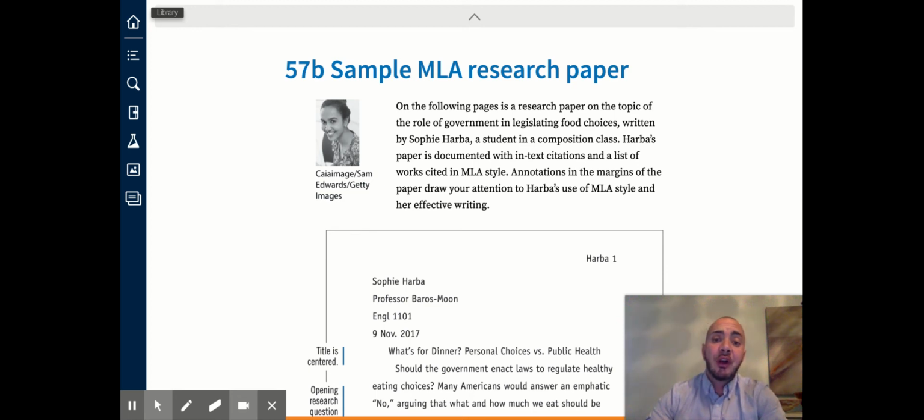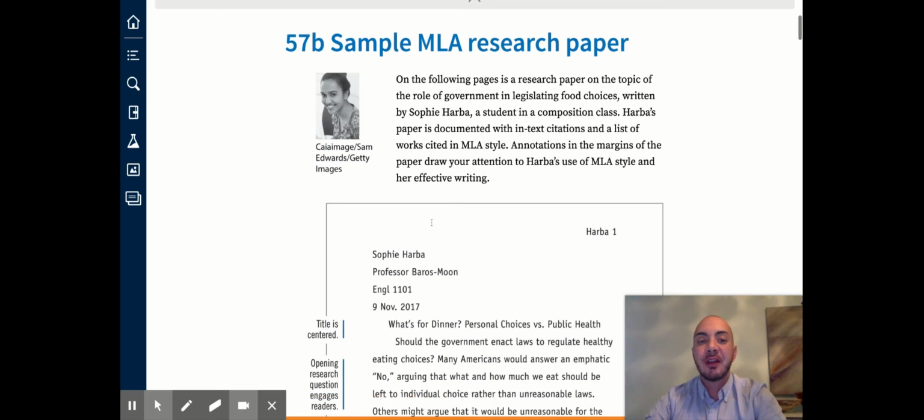In week 12, you already saw a sample of an MLA formatted research paper, but we're going to take a look at another example today. And in this video, we're going to specifically focus on just the general headline formatting as well as the introduction. In subsequent videos, we'll talk about some of the body paragraphs.